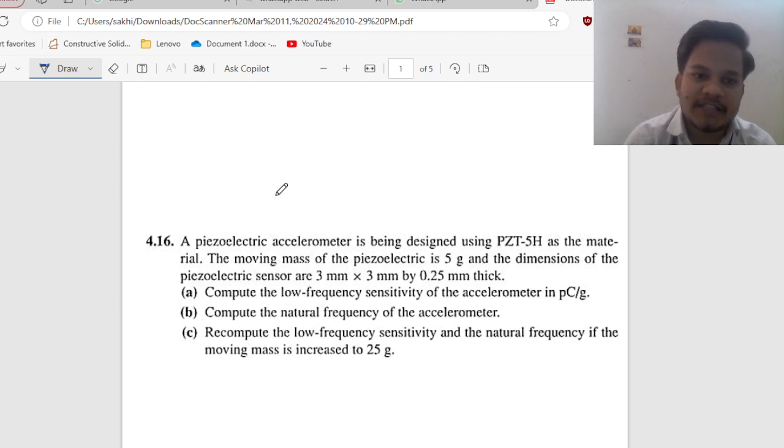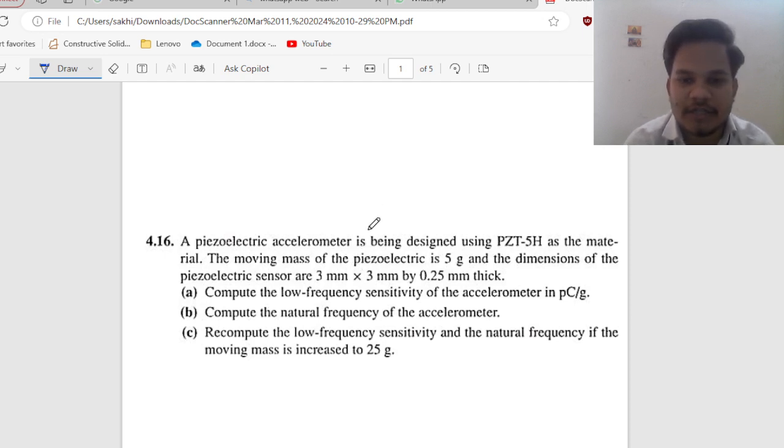The 33 mode is used for sensor and transducer applications, like this accelerometer, force and motion sensing. And the 13 or 31 mode is used for actuator applications, like the bimorph. In an earlier video we discussed the bimorph. If you forgot, please watch that video also, right?